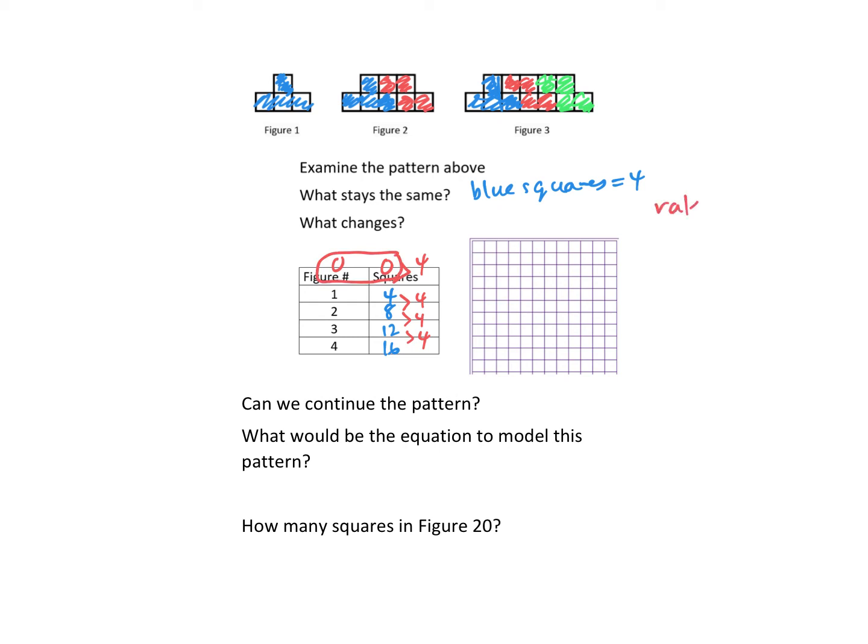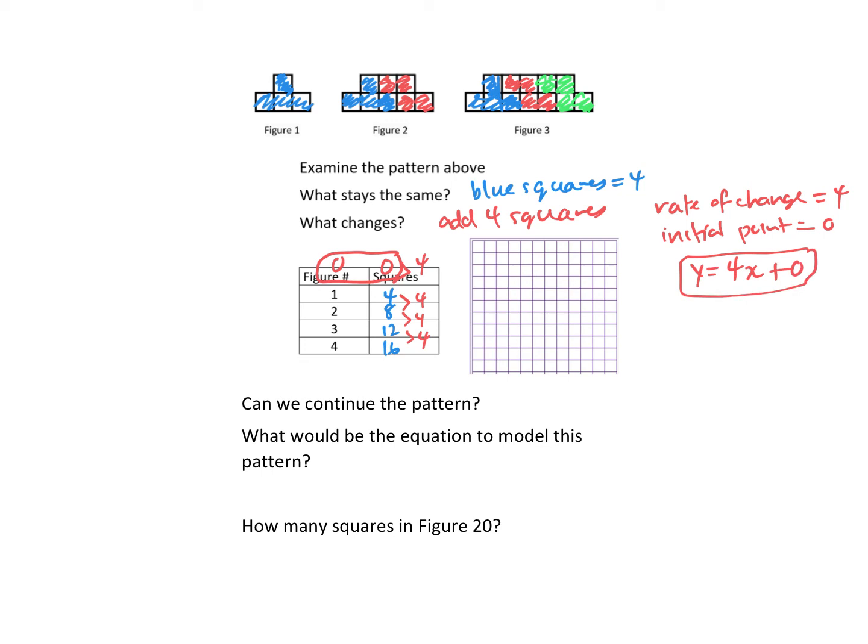So my rate of change is that we are adding 4 squares each time. And the initial starting point would be 0, 0. So my pattern, I'm starting at 0 and I'm adding 4 squares each time. That is my pattern. And again, we could draw these on a diagram, on a grid. So we've got 1, 2, 3, 4. It goes up to 16.